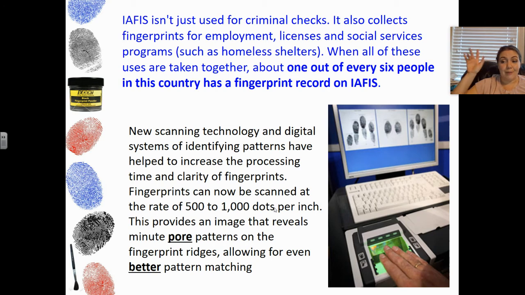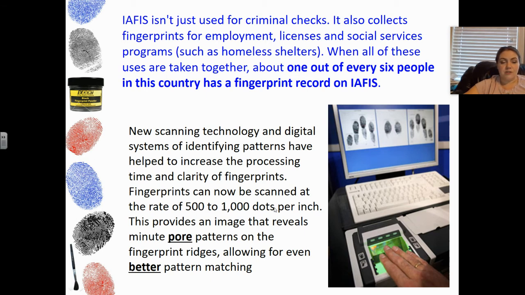Even me as a teacher, I had my background check and have all my fingerprints done. So it's not just criminals who have their fingerprints done. There's so many different types of jobs that require you to have a background check, so require you to have your fingerprints in the system. When all of these uses are taken together, about 1 out of every 6 people in this country have their fingerprint record in AFIS, which means, yes, it leaves a lot of people not in AFIS, but a lot of us end up being in it.